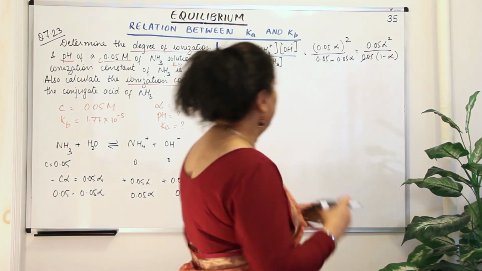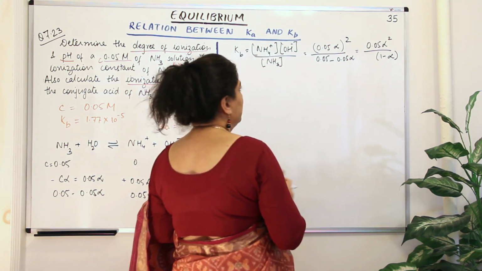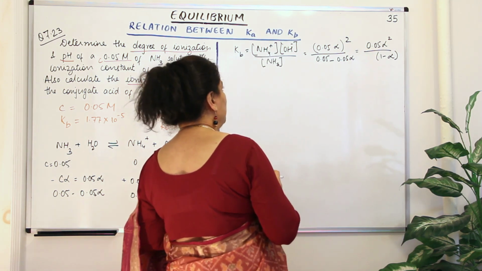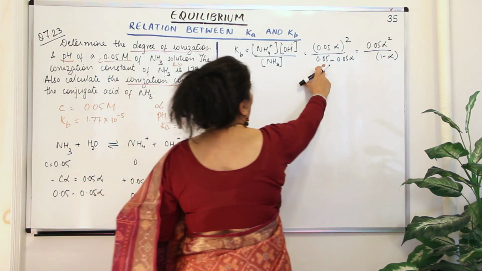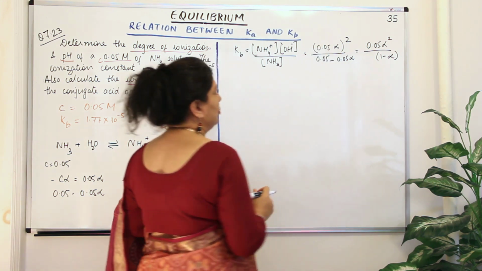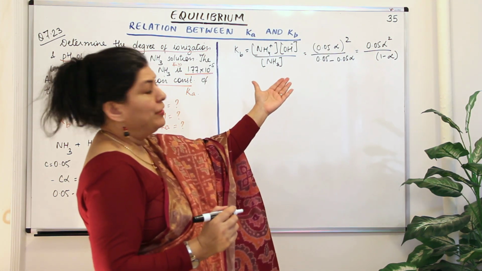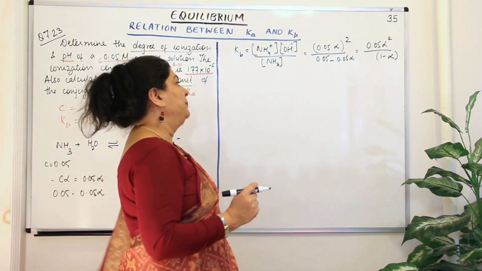0.05 alpha square upon 1 minus alpha. No, I'm doing it in just one step. I could have done it in two to explain this. So if you take the 0.05 common here, then you are left with 1 minus alpha, and the 0.05 and 0.05 cancel out. You're left with 0.05 alpha square upon 1 minus alpha.